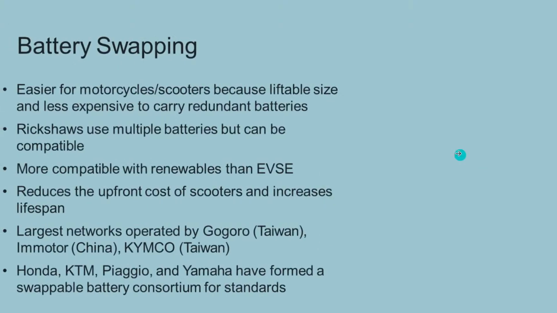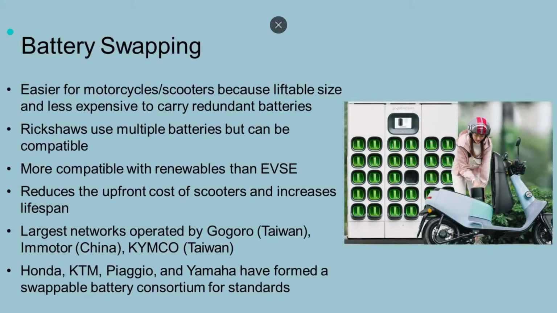So let's see battery swapping. What is battery swapping? Battery swapping is a method for electric vehicles to quickly replace used batteries with fully charged ones. In recent days, this technology is booming. It's like exchanging used batteries in your remote control with fresh ones. Battery swapping is much easier for motorcycles and scooters, because their batteries are smaller and easier to handle compared to those in cars.